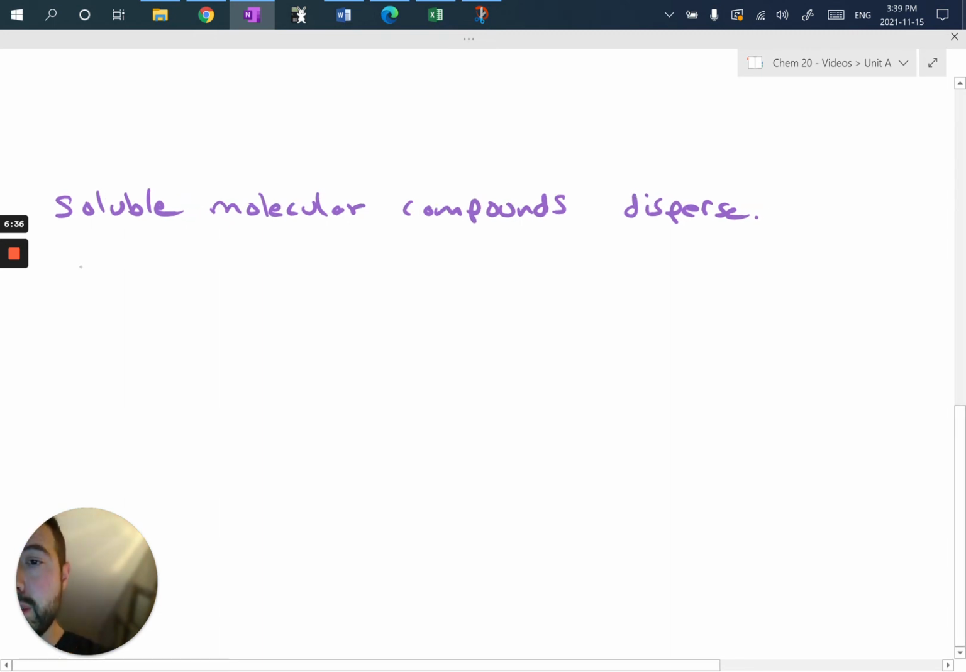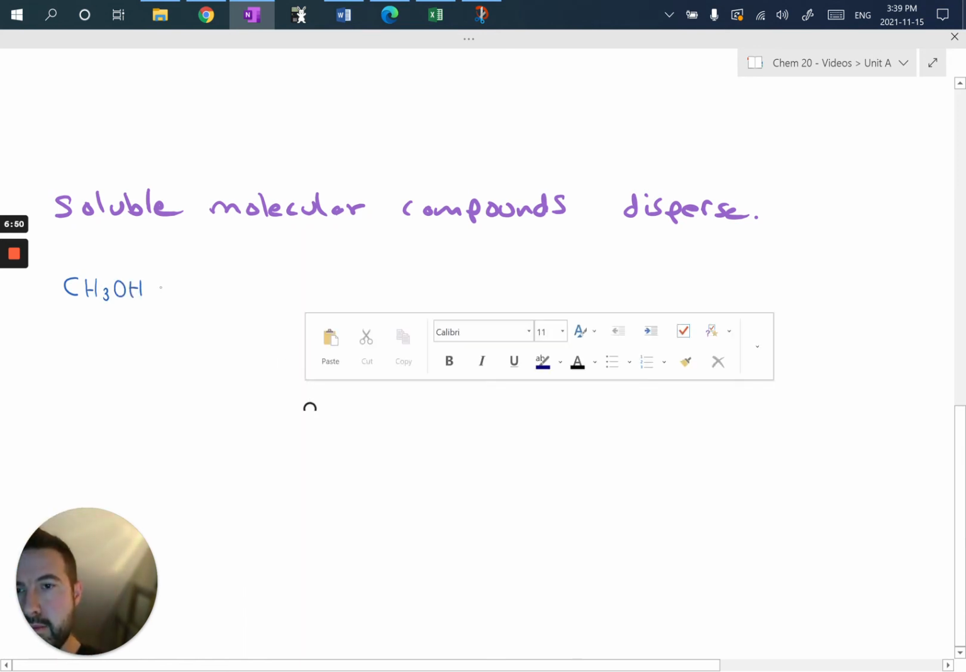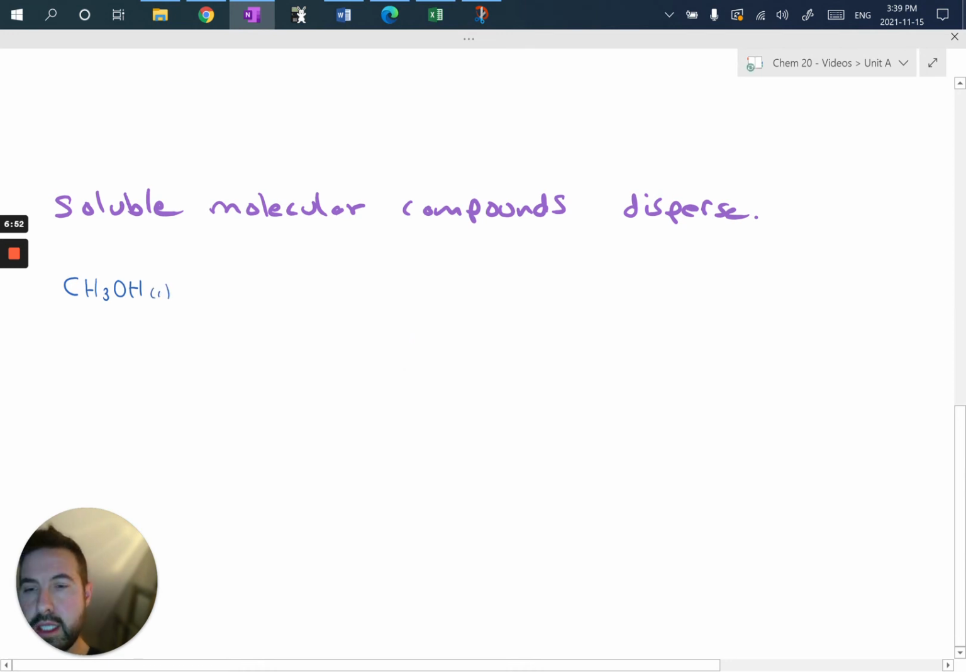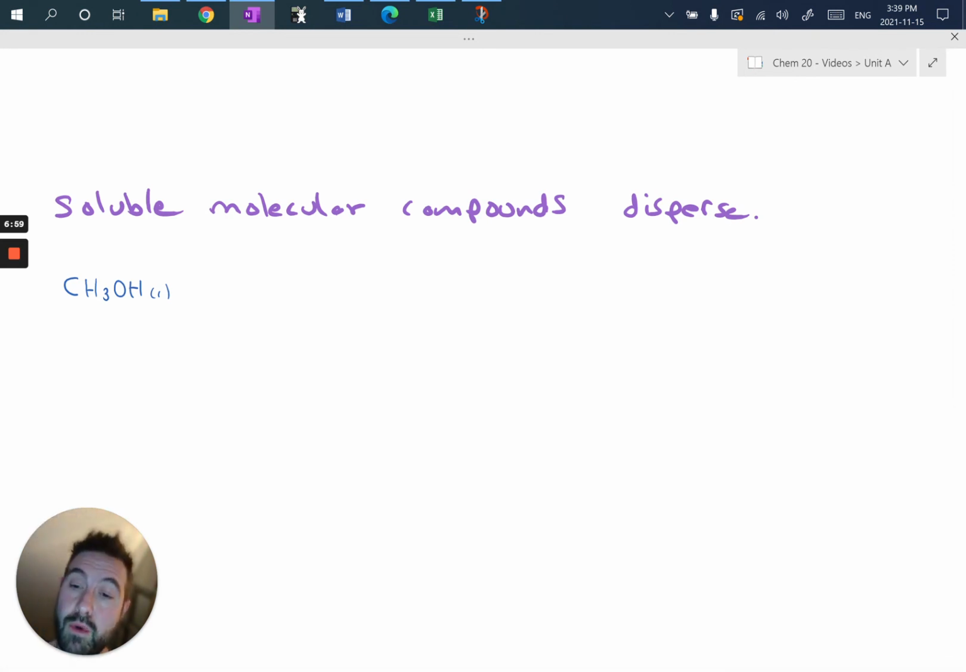So for example, let's use an alcohol here. Let's use methanol, CH3OH. It's a liquid. And so we have to determine, is this going to dissolve? Is this soluble in water? And we have to remember the rule for molecules is that like dissolves like. And polar molecules are going to dissolve in polar water. So is this polar or non-polar?